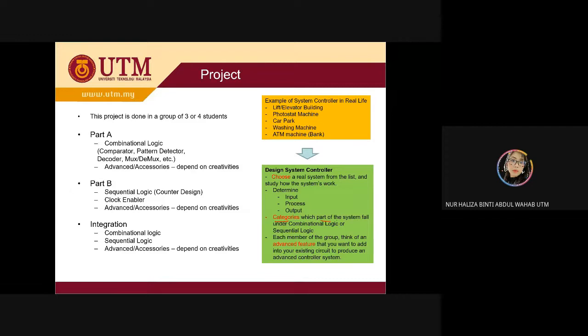Categories: which part of the system falls under combination logic and which one is sequential logic? Okay, the one just now, let's say you have 0, 0, 0, 1. If you go directly to here, is this a combination logic? Or maybe you need to have another output there. This is the sequential logic. So this type of drawing, later you will meet.